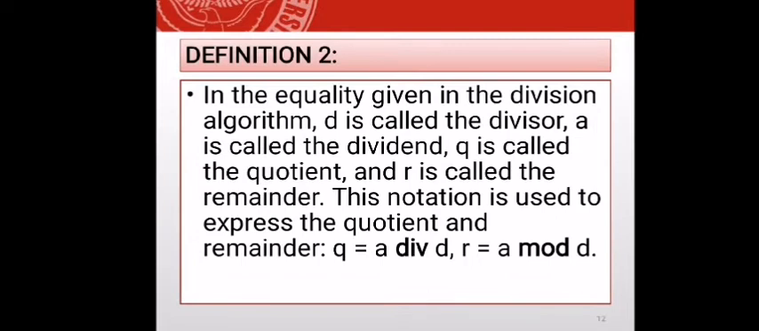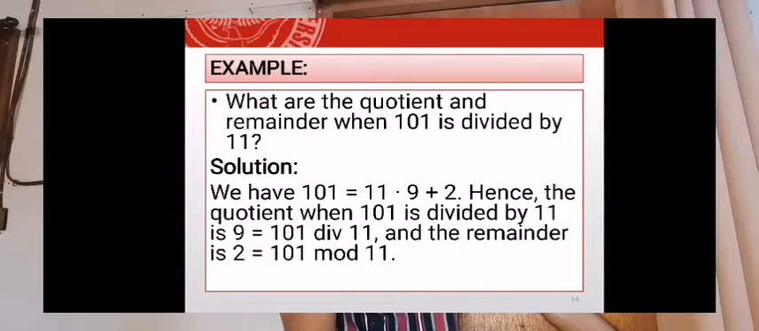Definition 2. In the equality given in the division algorithm, d is called the divisor, a is called the dividend, q is called the quotient, and r is called the remainder. This notation is used to express the quotient and remainder: q equals a div d, and the remainder r equals a mod d. Okay.